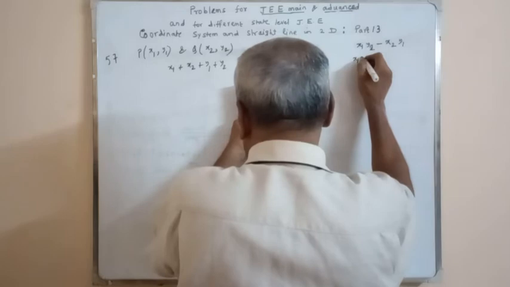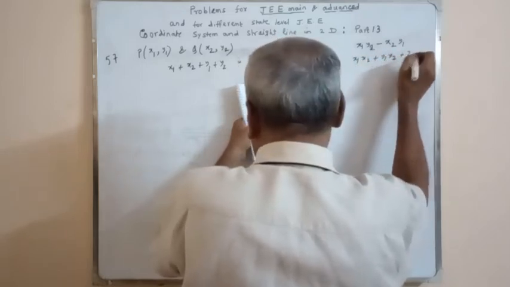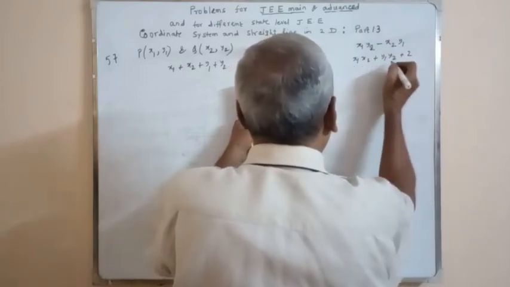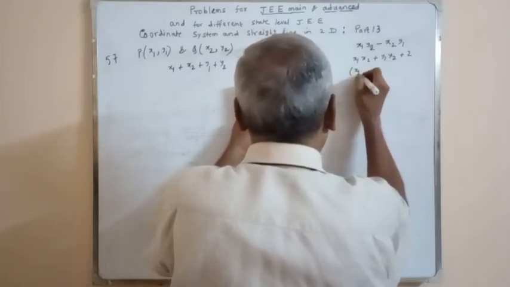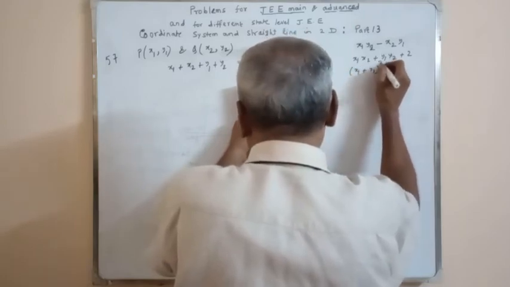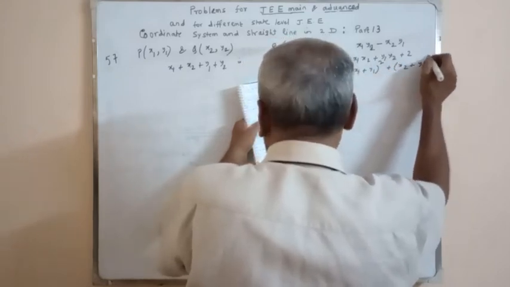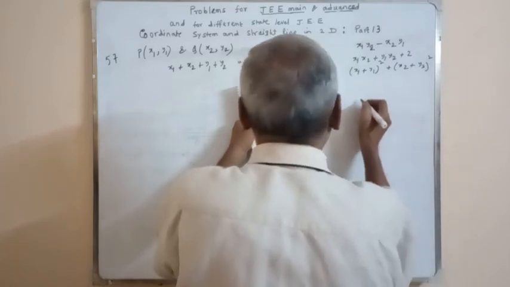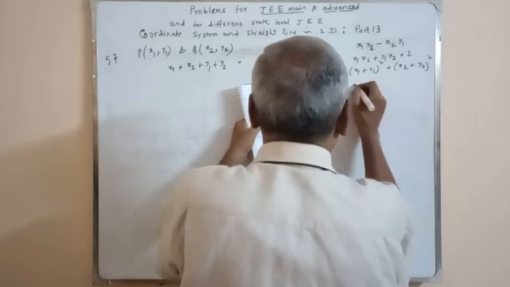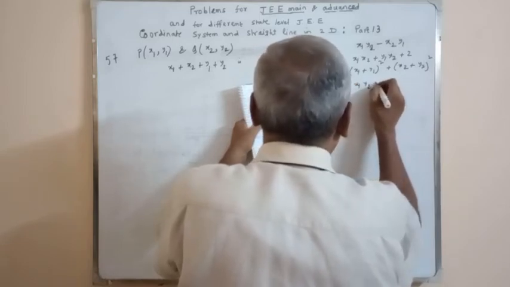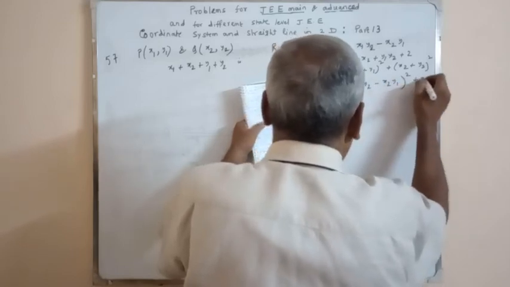Second option is x1 x2 plus y1 y2 plus 2. Third option is (x1 plus y1) whole square plus (x2 plus y2) whole square, and last option is (x1 y2 minus x2 y1) whole square plus 2.